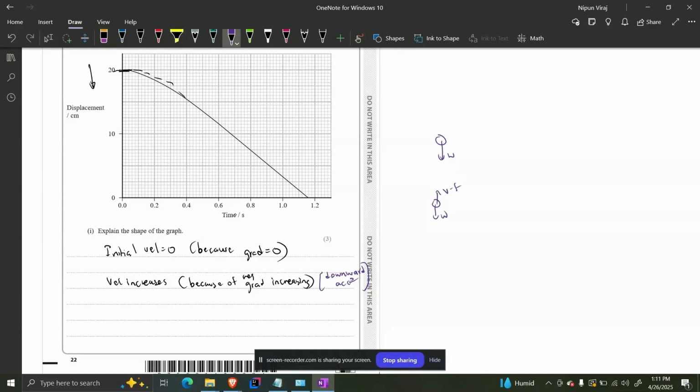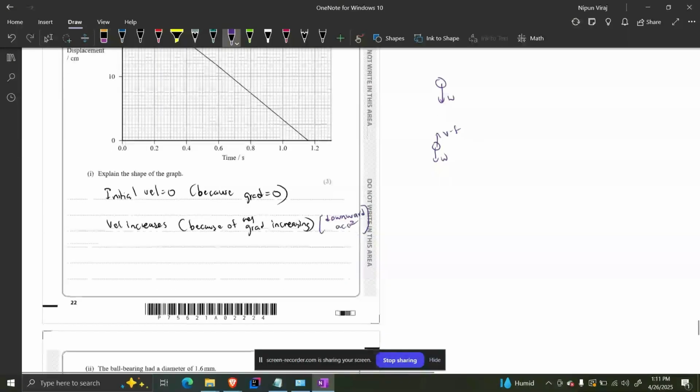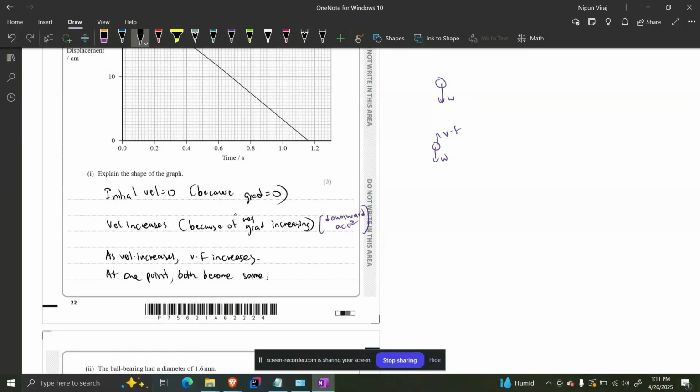Okay, and then what happens? As velocity increases, viscous force increases. At one point, both become the same and reach equilibrium. So that's the whole point.